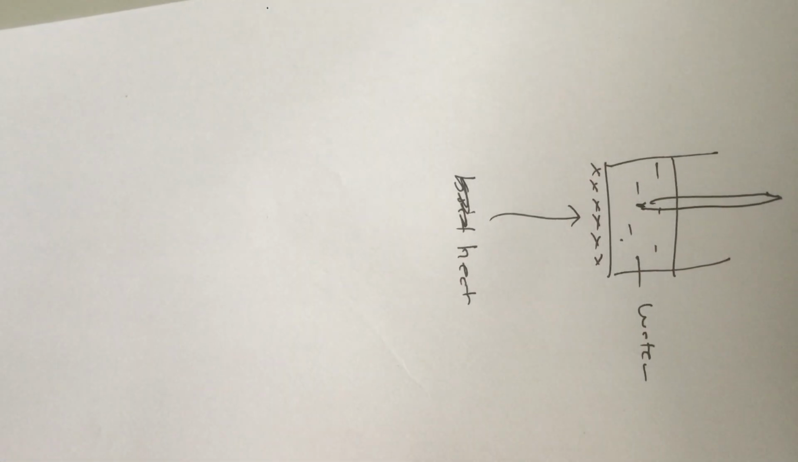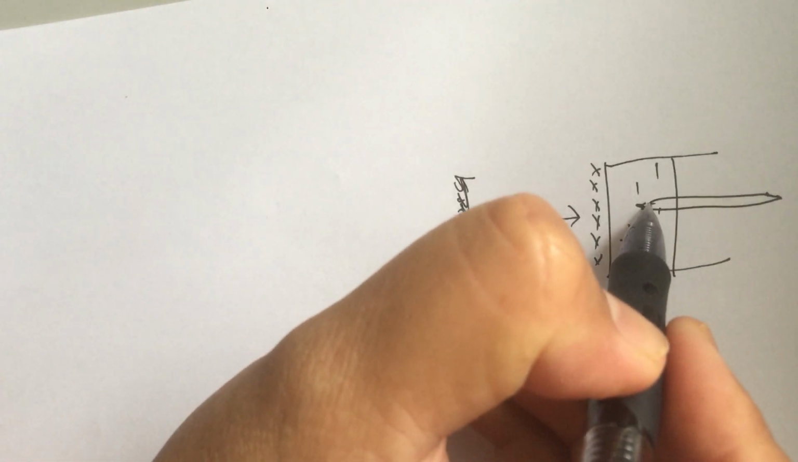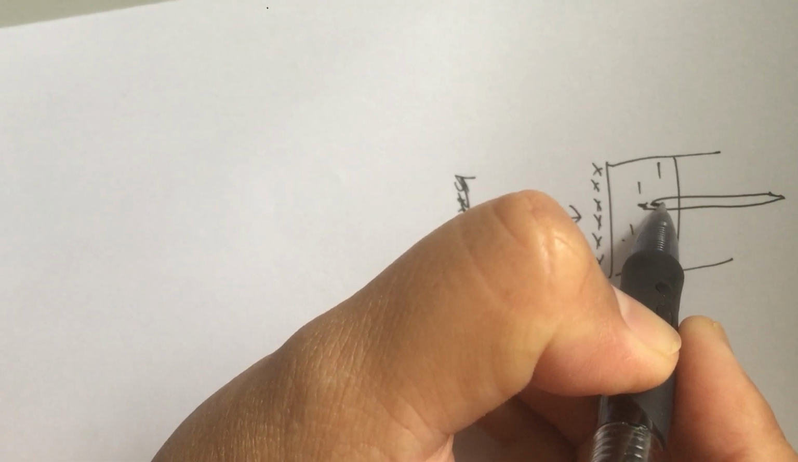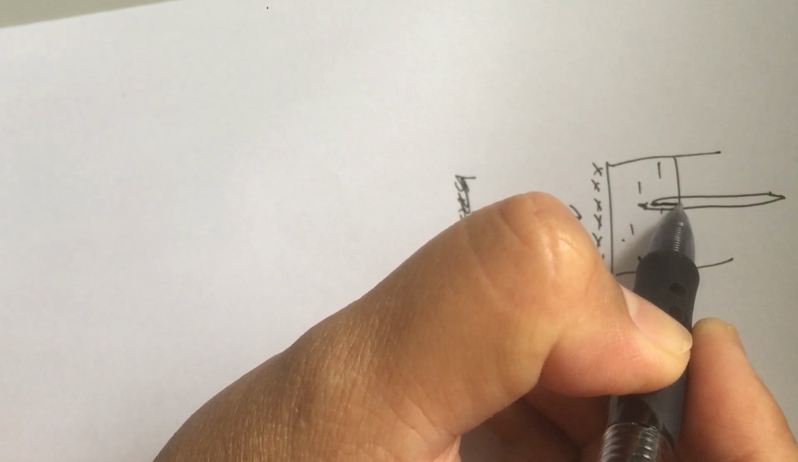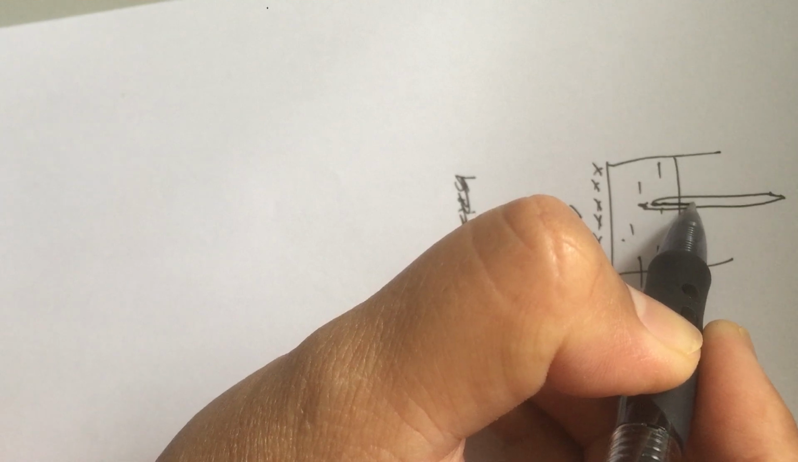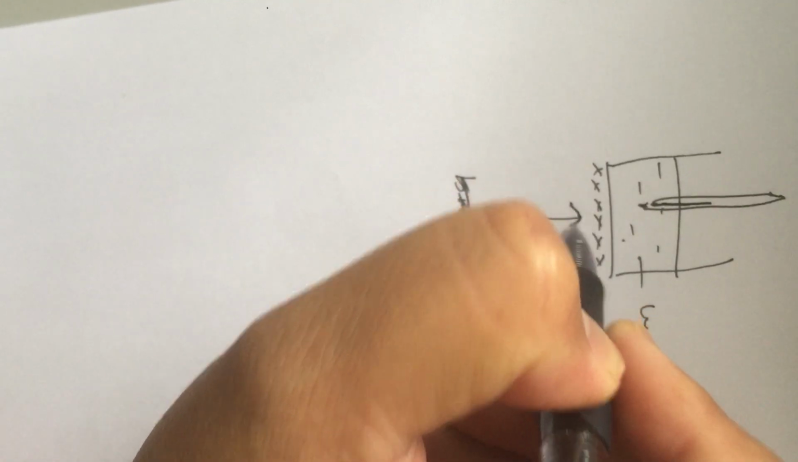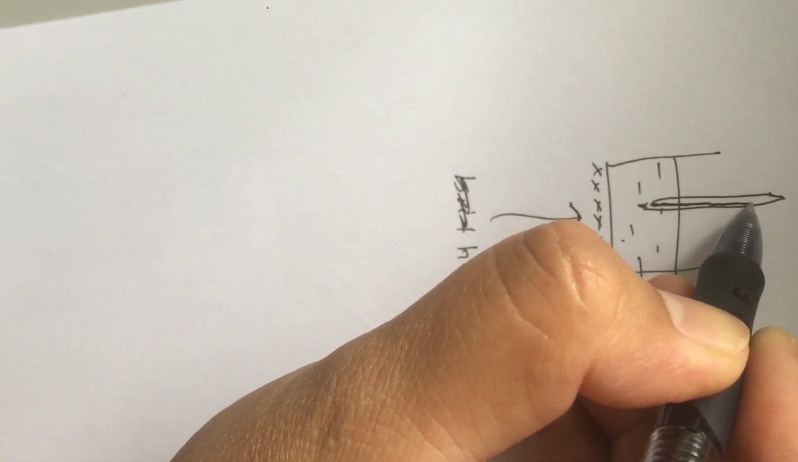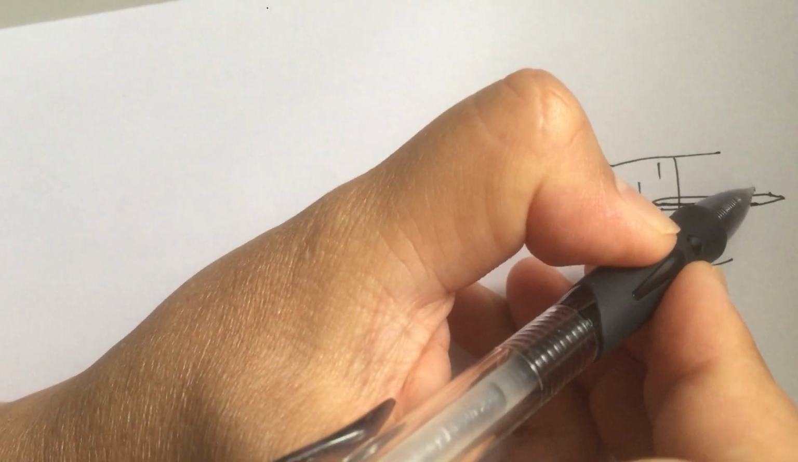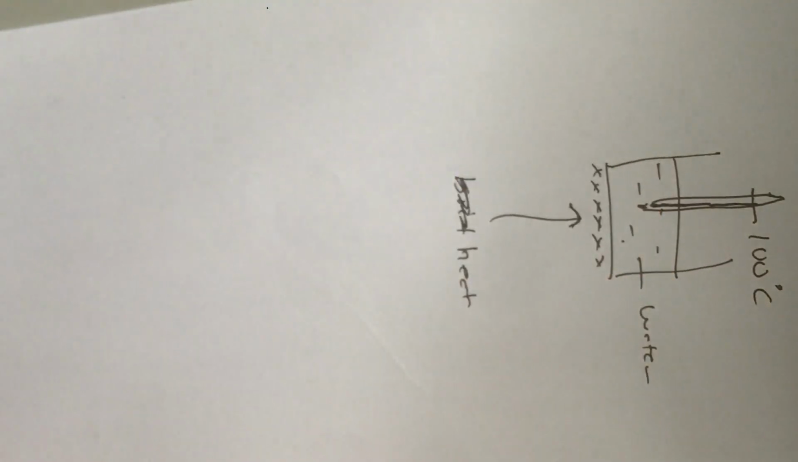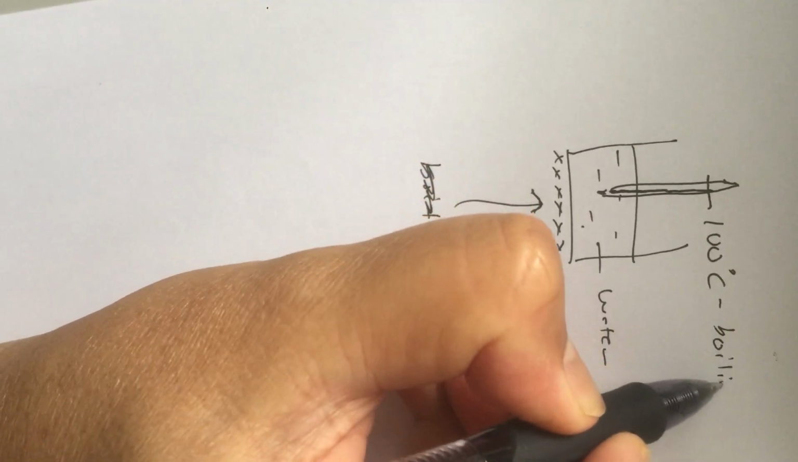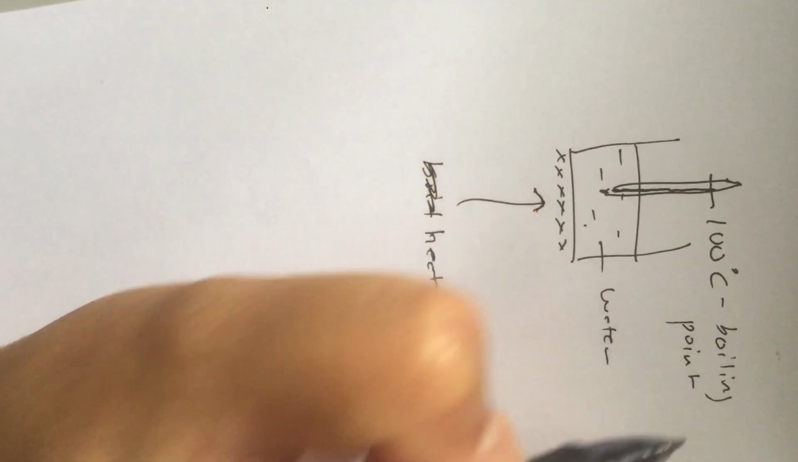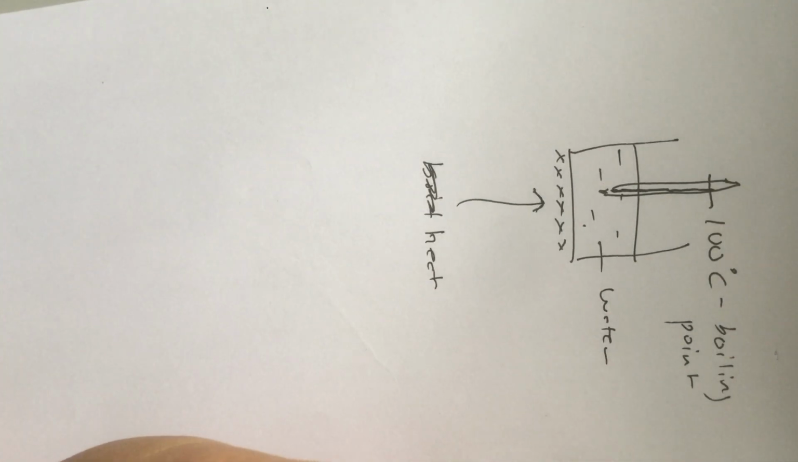So at first, during the heating, the temperature rises slowly, starting from maybe around 20 degrees, 30 degrees Celsius, 40, 50, 60, 80. The heating goes on until the temperature reaches 100 degrees Celsius. So 100 degrees Celsius is the boiling point of water, right?